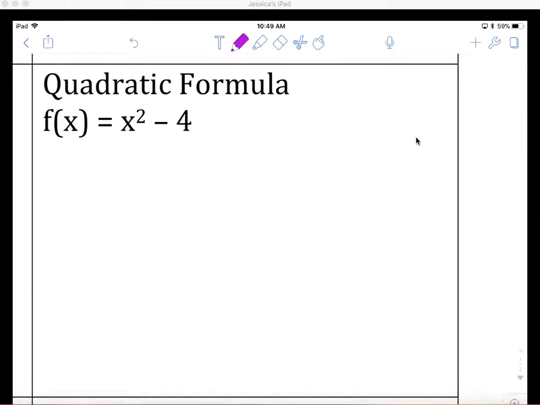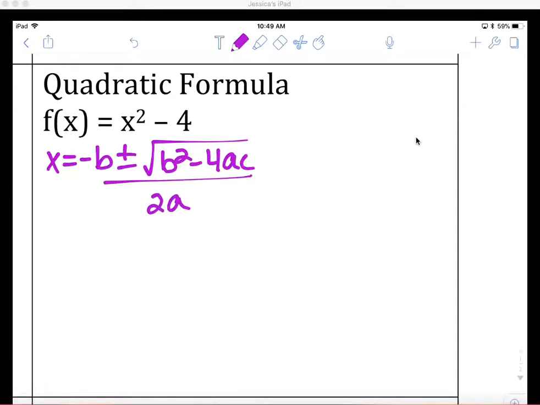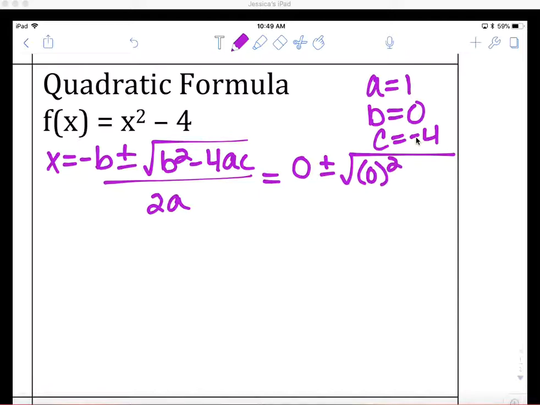Moving on to the quadratic formula, I'm going to write the formula out first. My a value in this case is 1. Since I don't have a middle x, my b value on this one is 0, and my c value is negative 4. Now I'm going to plug those three things in. Opposite b, there's not really such thing as negative 0, so I'm just going to write that as 0 plus or minus the square root of 0 squared minus 4 times a, which is 1, times c, which is negative 4, all over 2 times 1.